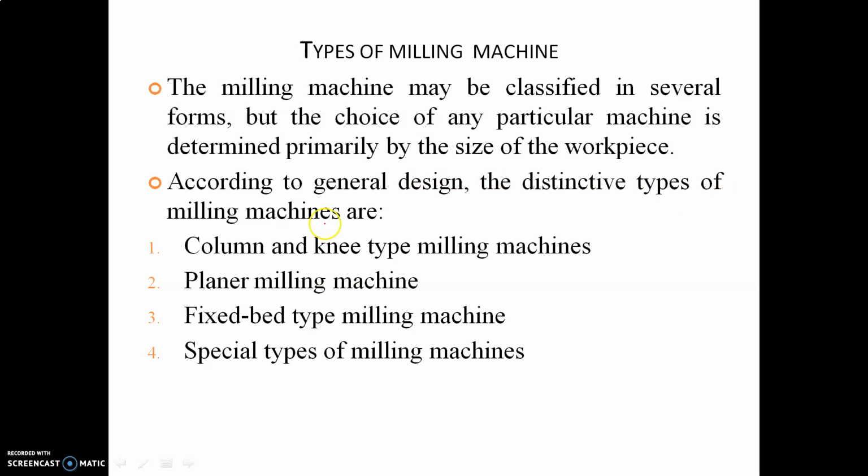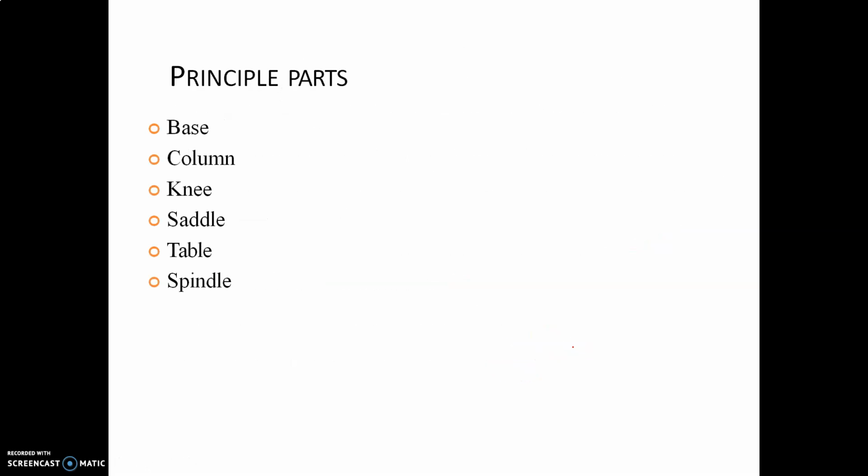Types of milling machine. Milling machines are broadly classified based on size and material removal rate. The column and knee type milling machine is one of the oldest machines. Next is the planar milling machine, fixed bed type milling machine, and special type of milling machine. So these are the four broad classifications.